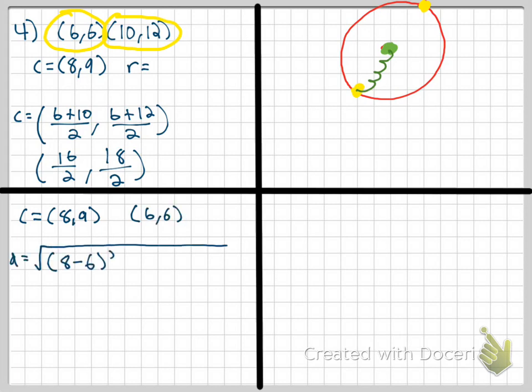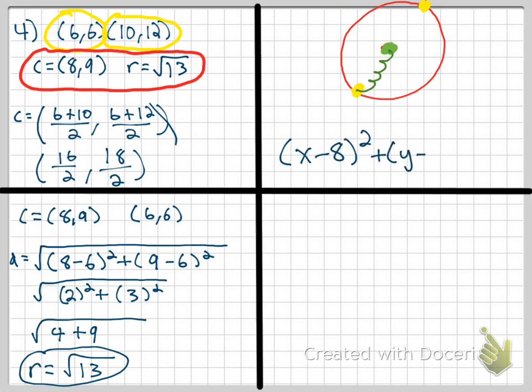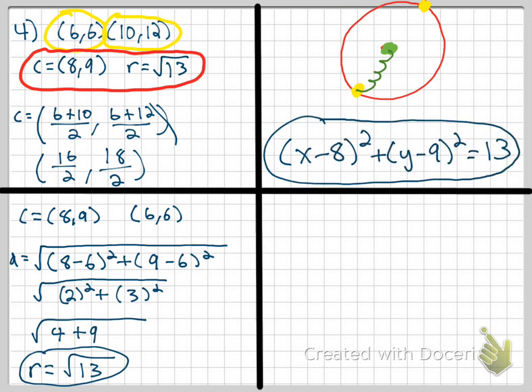All right. So plug that in my distance formula, and I get my radius is the square root of 13. All right. And remember, you can pause at any point in this to write this stuff down. Okay. So now to write my equation of the circle, I'll have (x - 8)^2 + (y - 9)^2 = 13. Remember, if the radius is square root of 13, when we square that, it just leaves you with the 13.